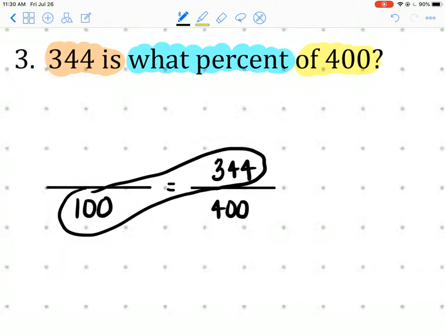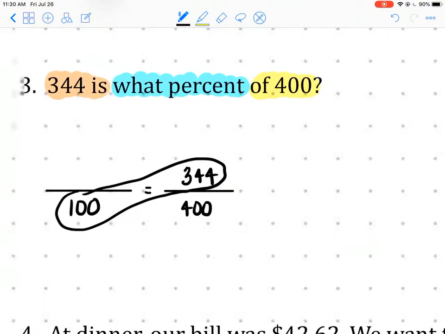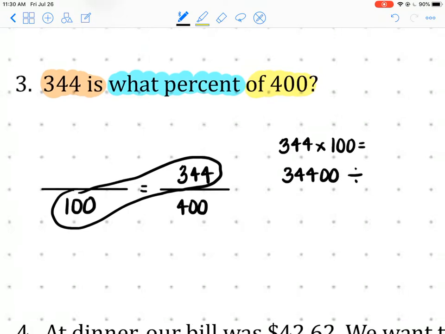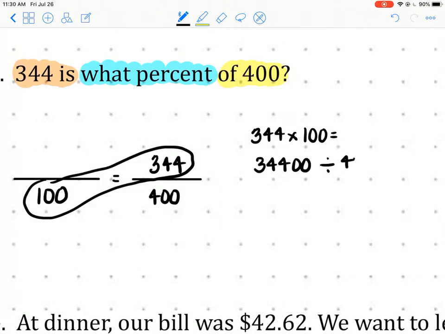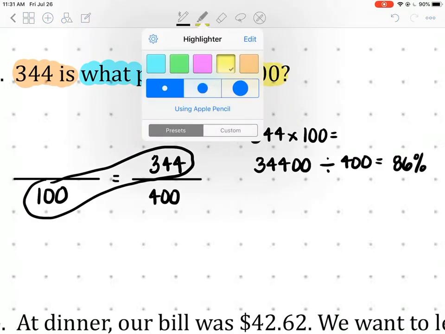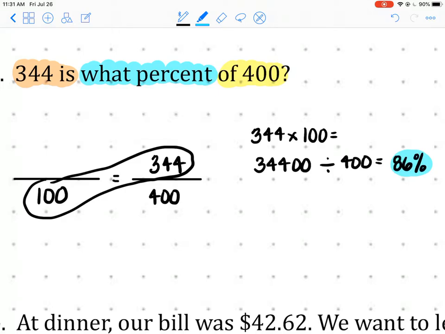So we're going to say 344 times 100. And I'm going to come on down here because I don't have enough room. And remember, this is not a proper math sentence. I'm just showing you keystrokes here. So 34400 divided by 400 is 86. And that's a percent we're looking for. So I'm going to go ahead and stick that percent sign on there. That's the piece that goes right there.